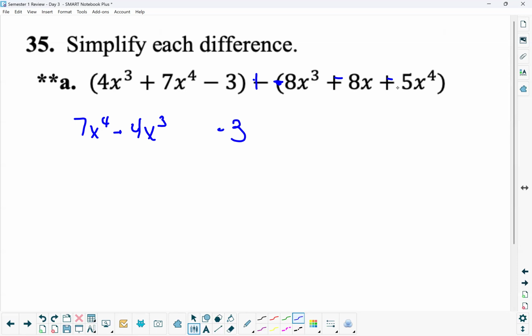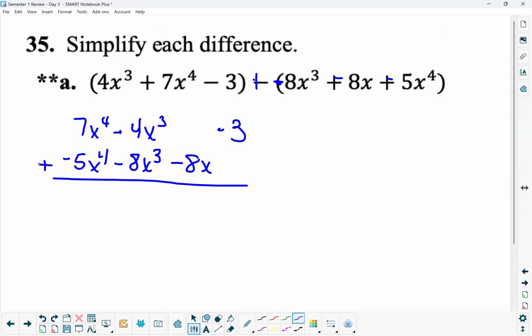My second polynomial, once I've changed my signs, I have a -5x to the 4th, a -8x to the 3rd, and a -8x. They were all positive. Once I changed subtraction to addition, they all became negative.